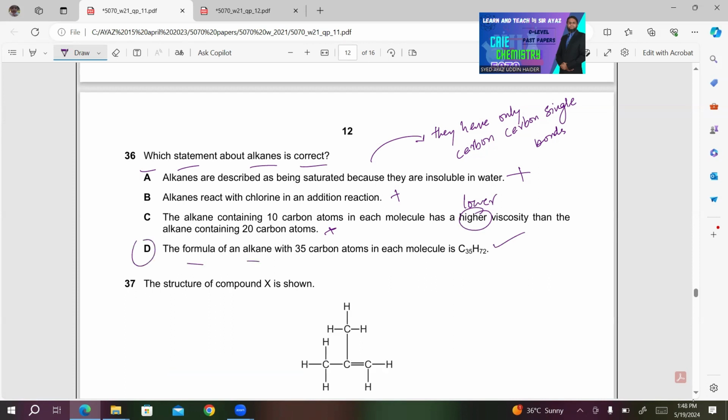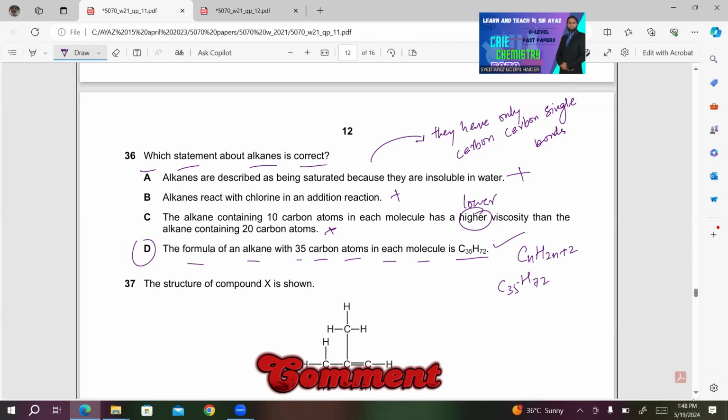The formula of an alkane with 35 carbon atoms in each molecule is C35H72. The general formula for alkane is CnH2n+2. Placing the value of n, C35, 35 multiplied by 2, we'll get 70. 70 plus 2, 72. So this is correct.